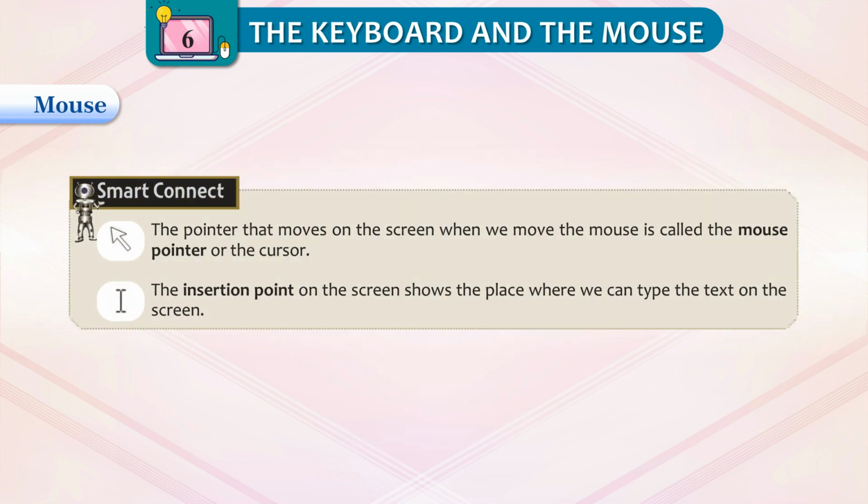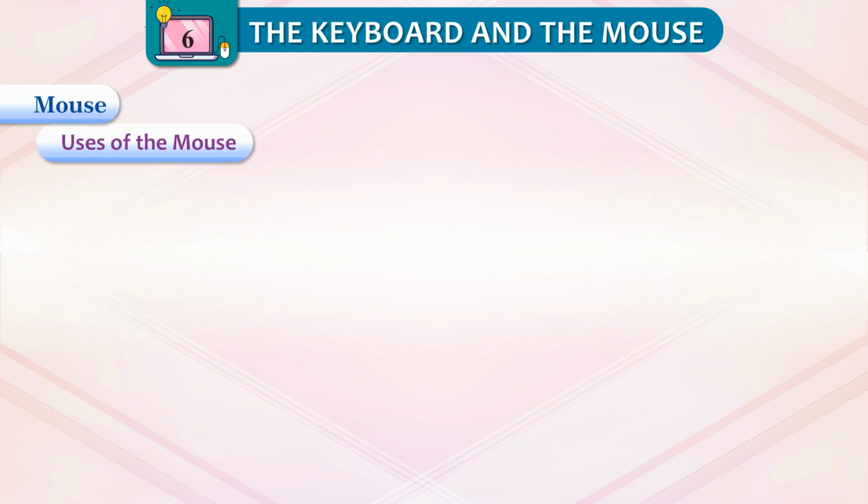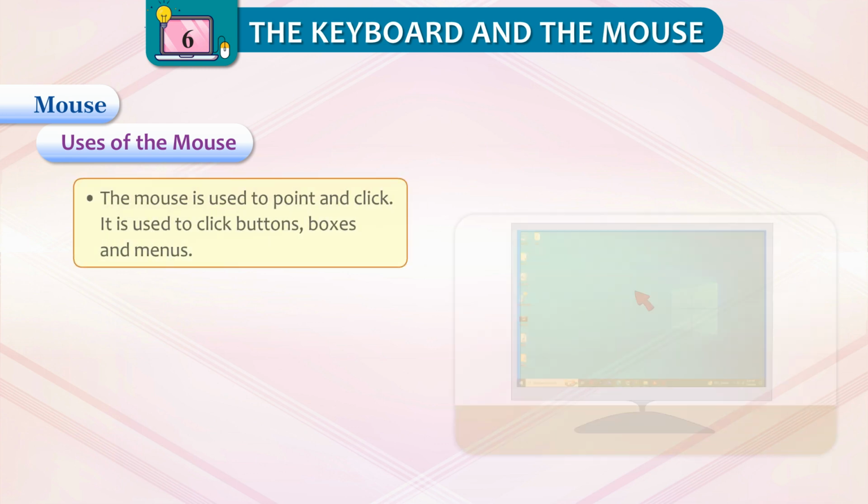Smart Connect. The pointer that moves on the screen when we move the mouse is called the mouse pointer or the cursor. The insertion point on the screen shows the place where we can type the text on the screen. Uses of the mouse.